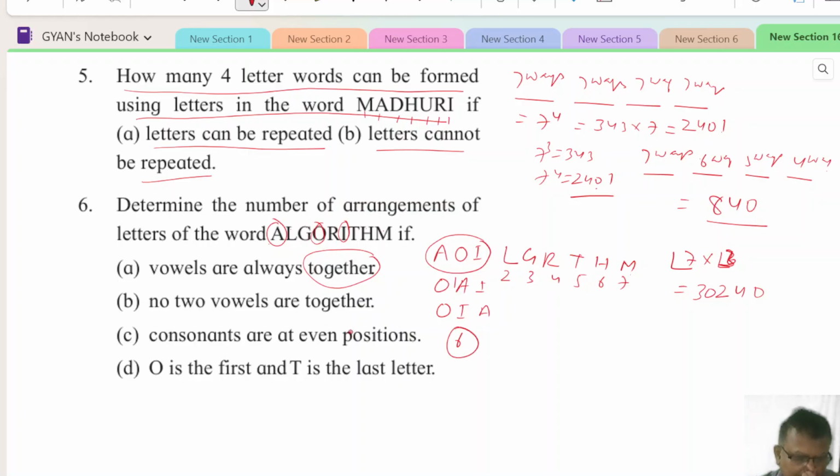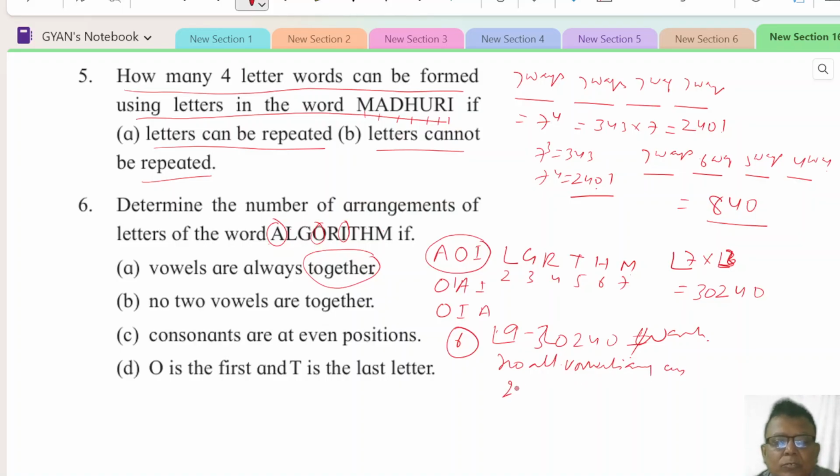Now come to part B. No two vowels are together. So you can think of it like this: factorial 9 minus factorial of this one, 30. But this is wrong. Why is it wrong? Here you are excluding only the case where all three vowels are together. The case where two vowels are together is not excluded in that.